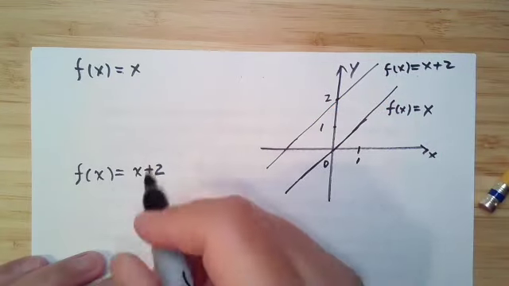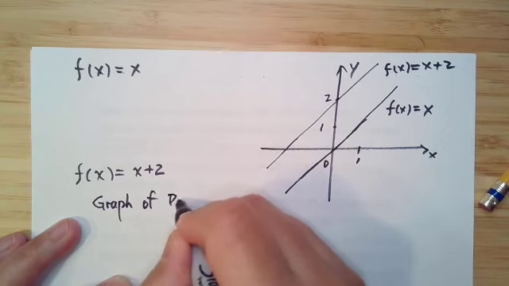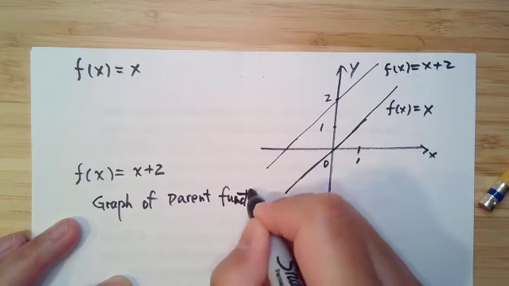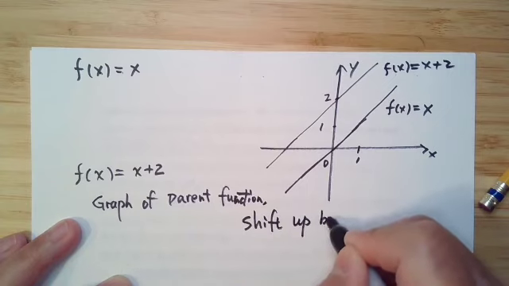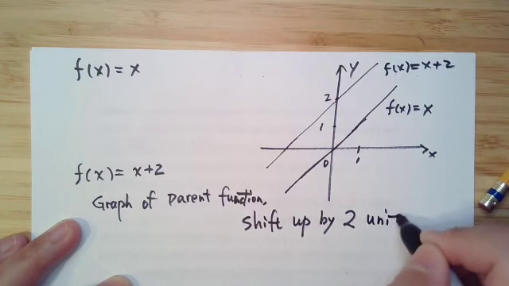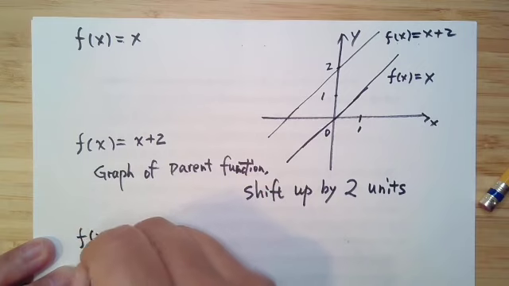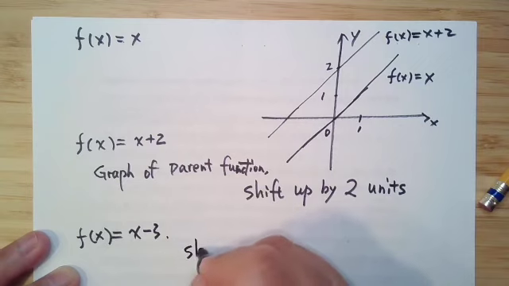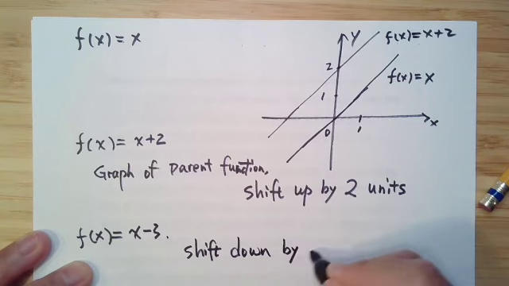So from the graph of the parent function, shift up by 2 units. Okay, what about this? What about f of x equals x minus 3? So you're going to shift down by 3 units. Okay? Okay, that's the first thing.